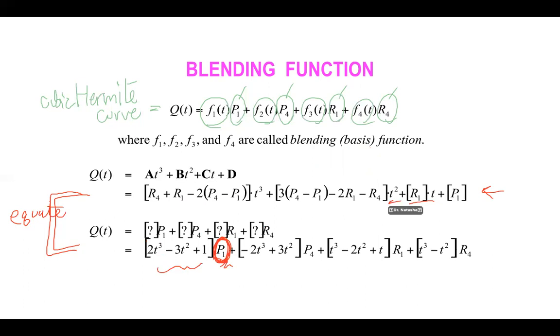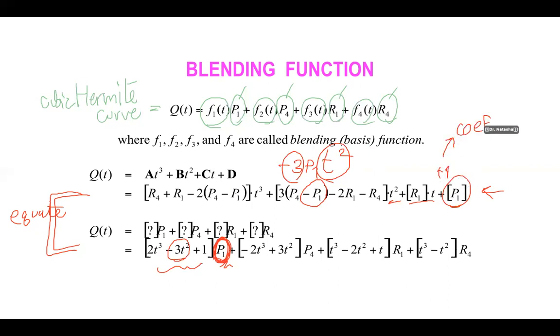T raised to the power 2, T squared, right? This is P1, right? 3 P1 minus T squared. So you get minus 3 T squared. And this one is P1. The coefficient of P1 here is plus 1, right? So this one is plus 1.